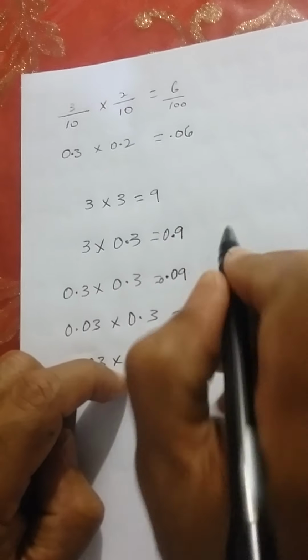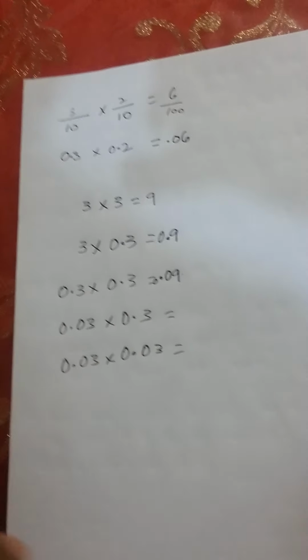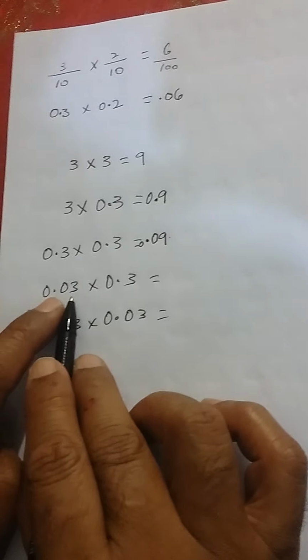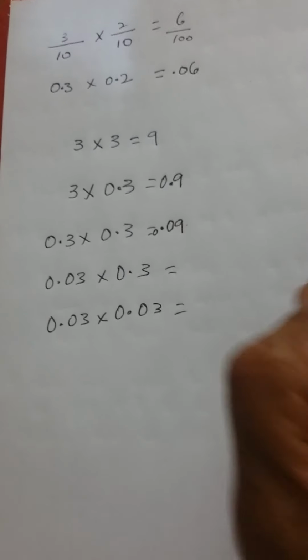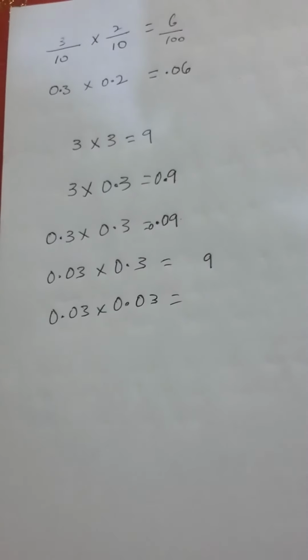I just put in a placeholder to show well no holes. Okay, look at this one. 0.03 times 0.3. Forget about the point. You multiply 3 threes, 9.